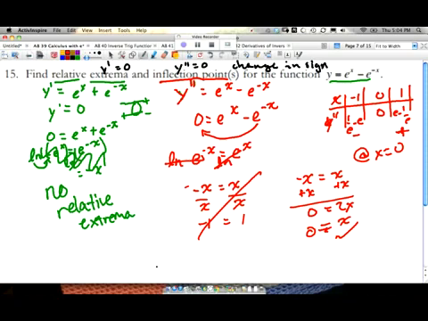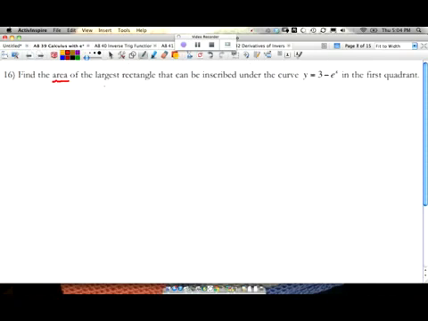Number 16. There we are. Find the area of the largest rectangle. All right, that word is interesting. Largest. Well, when I hear largest, I think the biggest, the most optimal size, which to me means this is an optimization.